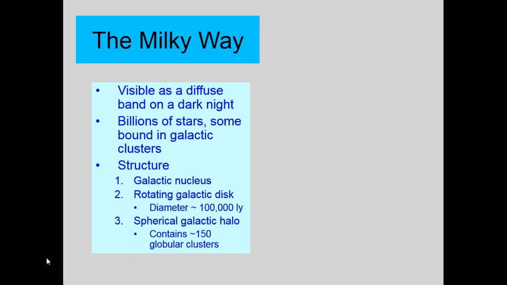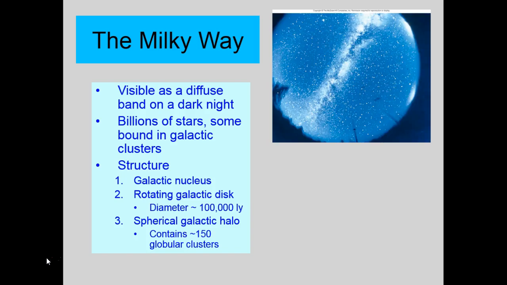Now, some of these are found in, I think they mean here, star clusters. I think that word is incorrect here. If it was galactic cluster, the Milky Way would be in it. But I think they mean star clusters here. So what is the structure of our galaxy, the Milky Way? There is a giant galactic nucleus. Now, I can't even begin to guess.